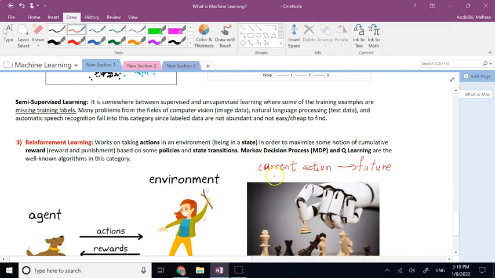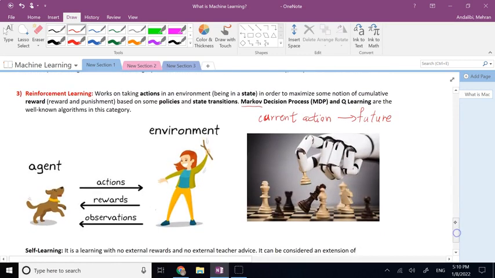Only whatever decision you make at this moment is going to affect your future. Nothing from the past is going to affect your future. That's called a Markov property or a Markov process, MP. Many of the processes in machine learning have such a property. Many of them do not. Many of them, the past would come and affect the future.